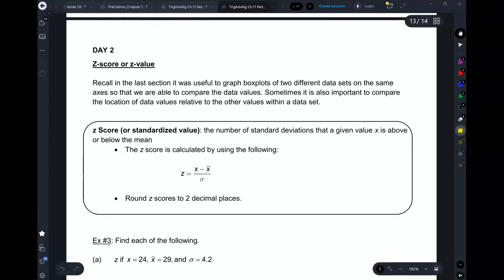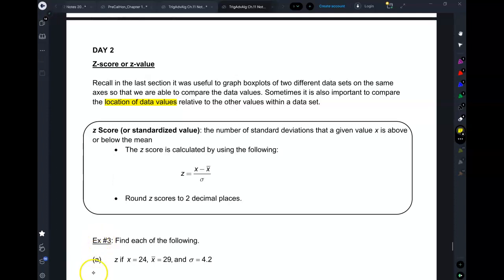Z-scores help us compare one piece of data to the peers, or the others in the group. Okay, so what we're going to focus on is the location of one data value relative to the other data values within a data set.